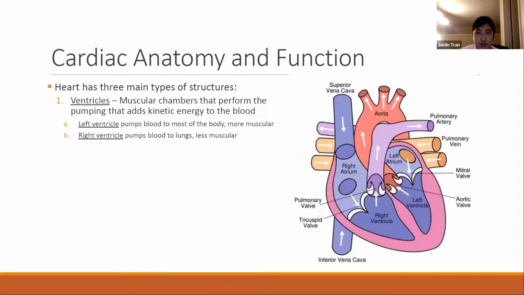Okay. And so now let's start talking about anatomy. When you see the word anatomy, it basically just refers to the names and functions of all the organs in your body. So it's almost like vocabulary, basically.